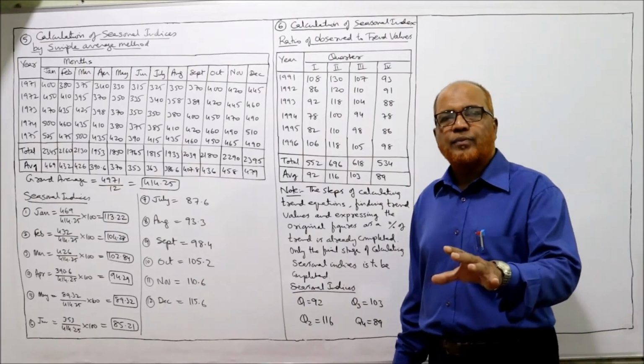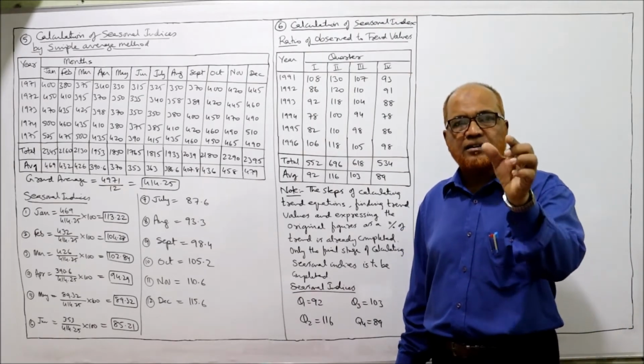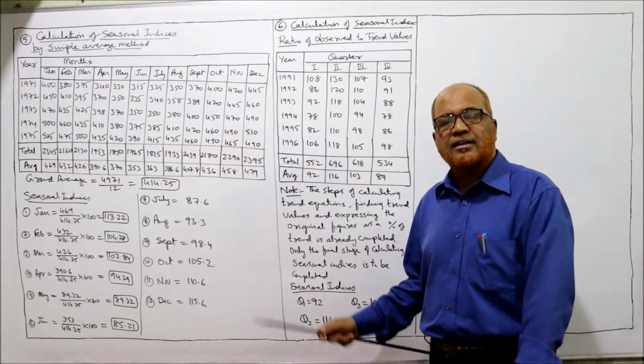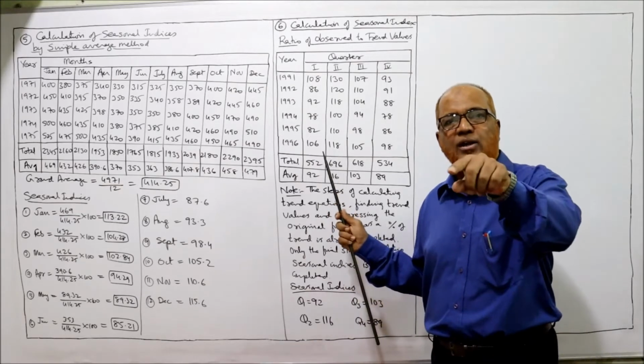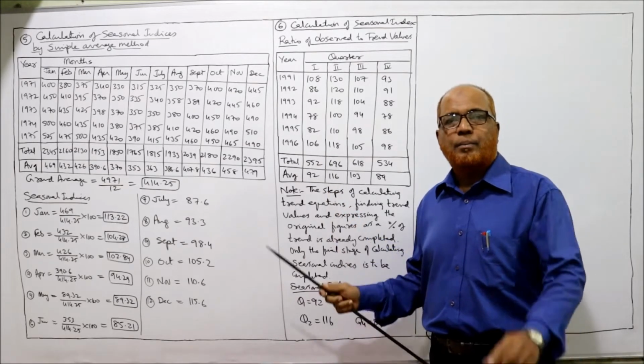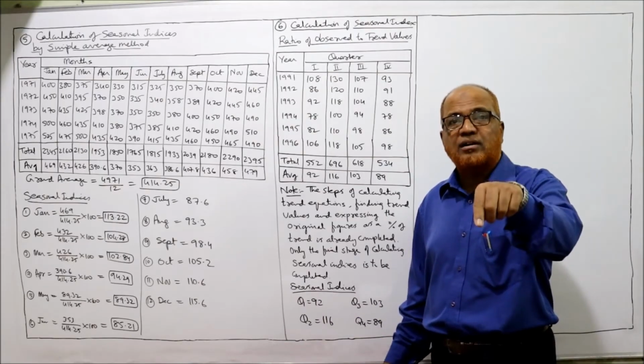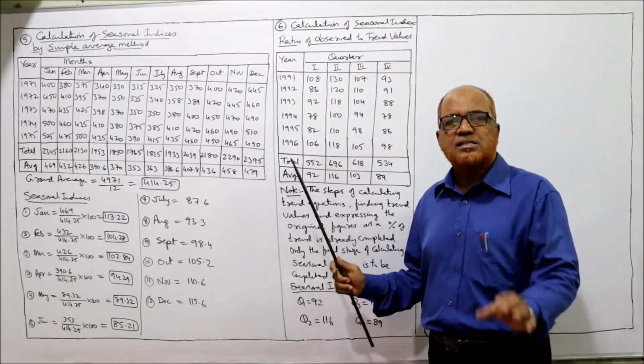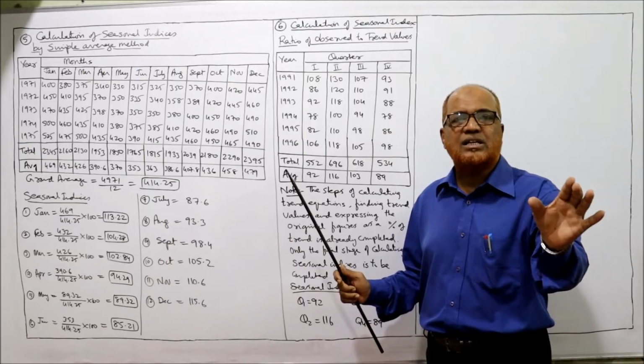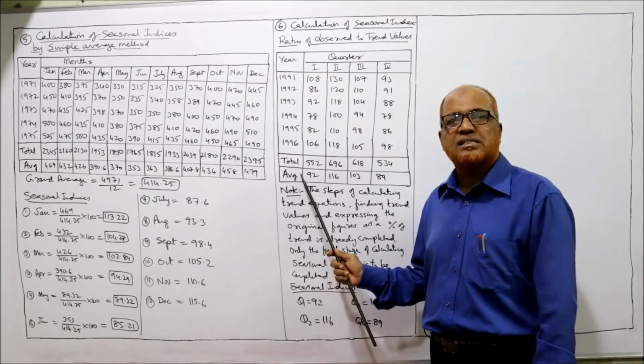So in this problem, they have already calculated the trend values. They have calculated the percentage of actual values over trend values. Simply, you have to come to the final stage. Final stage is calculating the seasonal index.